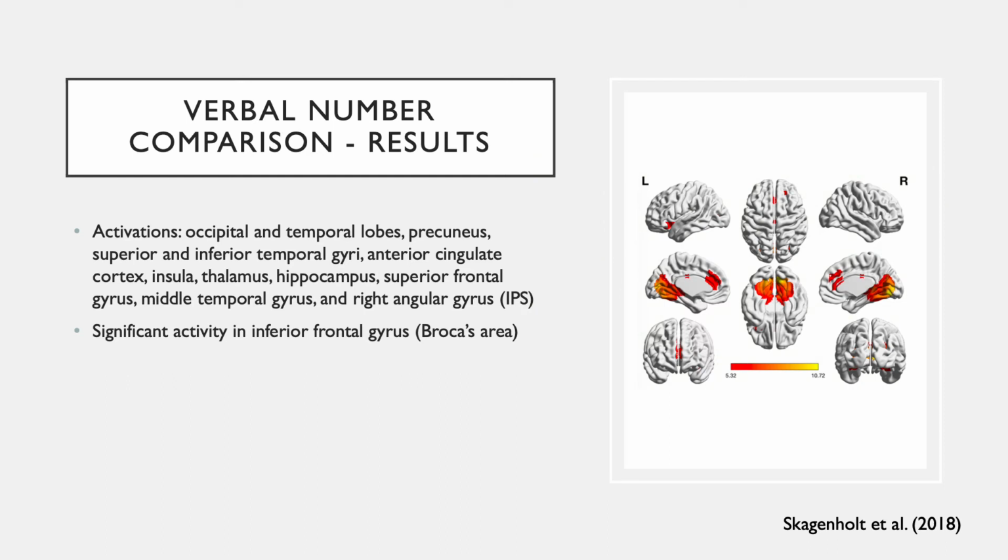The brain activations while completing the verbal number comparison task were found in the occipital and temporal lobes, precuneus, superior and inferior temporal gyri, anterior cingulate cortex, insula, thalamus, hippocampus, superior frontal gyrus, middle temporal gyrus, and right angular gyrus. After the completion of a region of interest analysis, significant activity was found in the inferior frontal gyrus, which is also known as Broca's area.